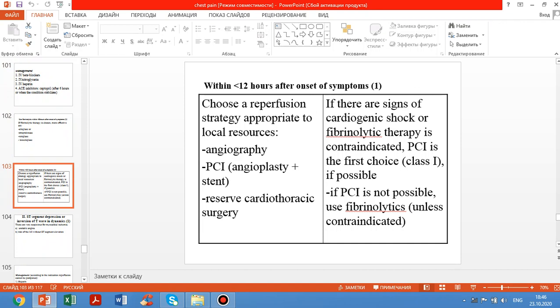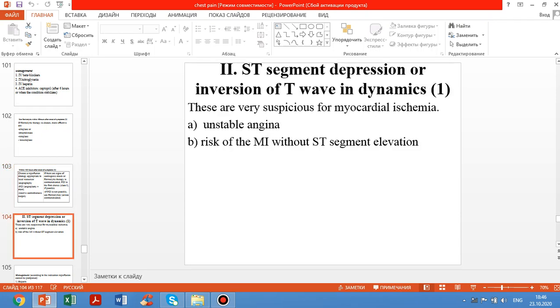Percutaneous intervention is a first choice, class 1, if possible. If a percutaneous intervention is not possible, use fibrinolytic unless contraindicated. The second is ST-segment depression or inversion of T-wave in dynamics. There is a strong suspicion for myocardial ischemia, like unstable angina, or risk of myocardial infarction without ST-segment elevation.